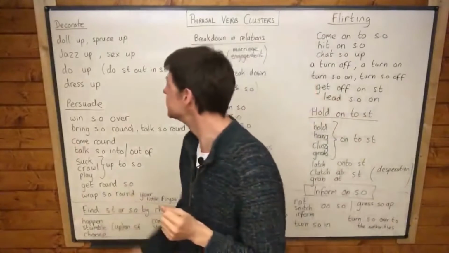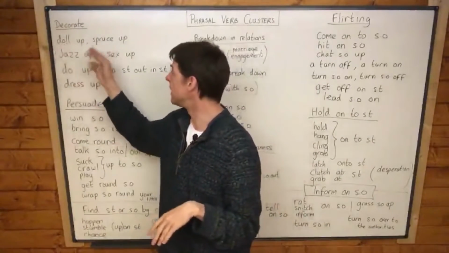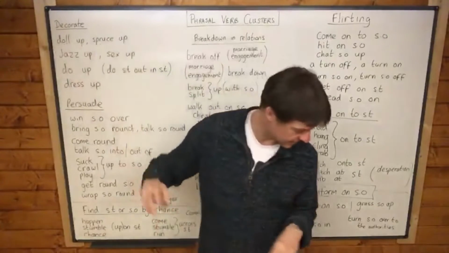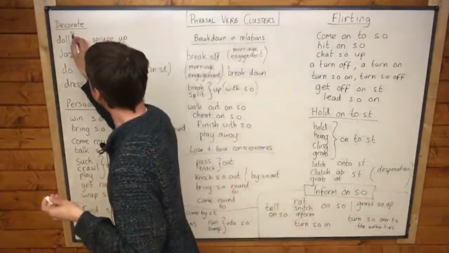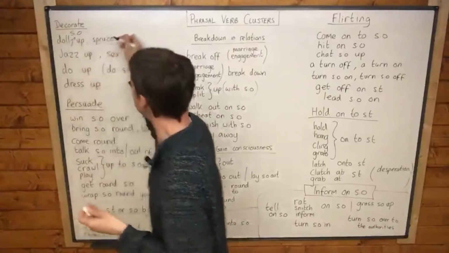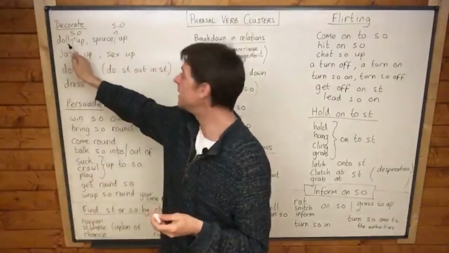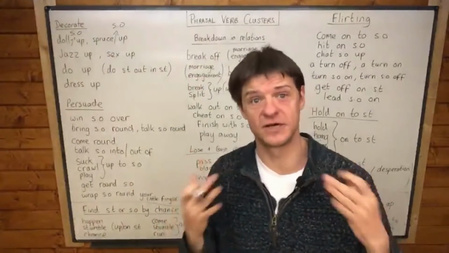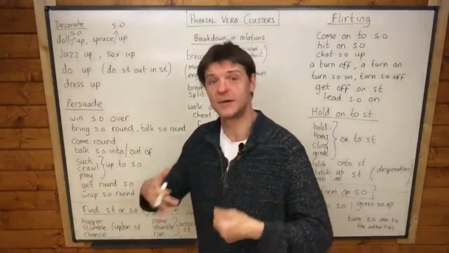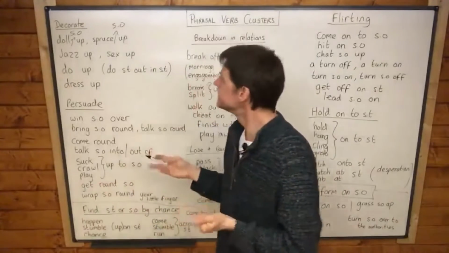So if a girl dolls herself up, or a guy spruces himself up, and that's something that's quite important, you need the someone in here, doll someone up. She dolled herself up. He dolled himself up. This one's normally female, this one's normally male, and it means to prepare yourself for a night out. You dress up and you make yourself look as attractive as possible.